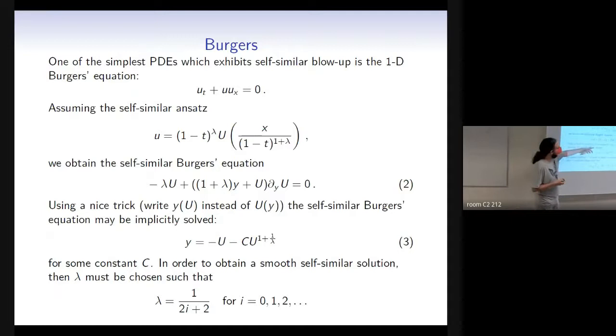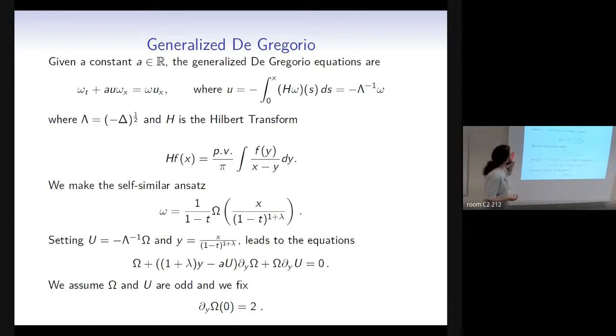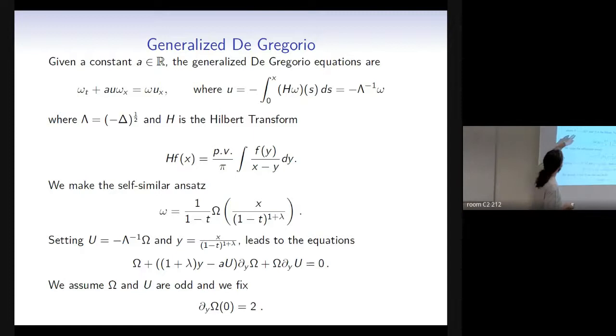Okay, so this is something called the generalized Constantin-Lax-Majda equation. And now it's a couple of equations. This is an approximation, one of the approximations for Euler in 1D. So we have a velocity u and a vorticity omega. And then there is this non-local relation between the velocity and the vorticity. Everything is in 1D. Lambda here is the square root of the minus Laplacian. H is the Hilbert transform, which is this non-local operator.